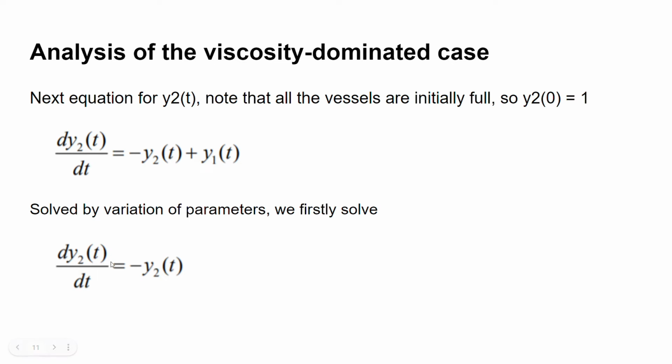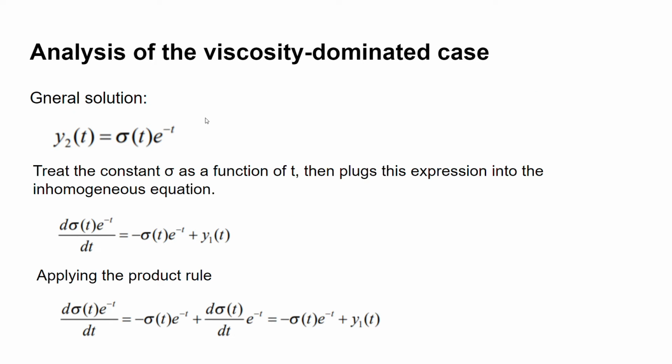So we first solve dy₂(t)/dt = -y₂(t). Then we can get the general solution, y₂(t) = σ(t) times e^(-t). And we treat the constant σ as a function of t, because the constant will change with time, and we will solve it later.